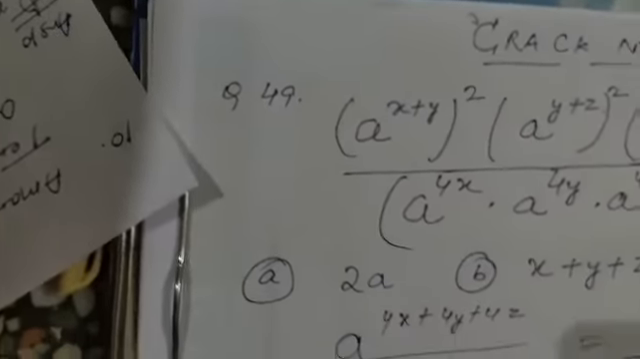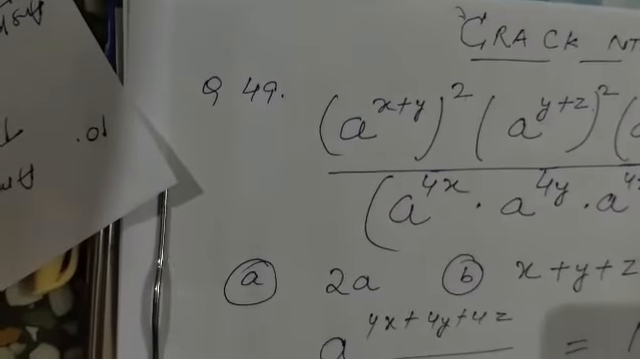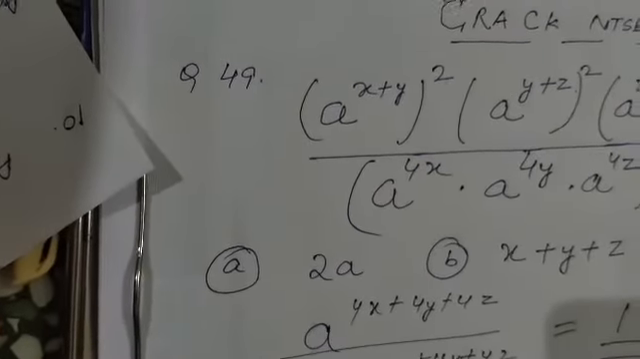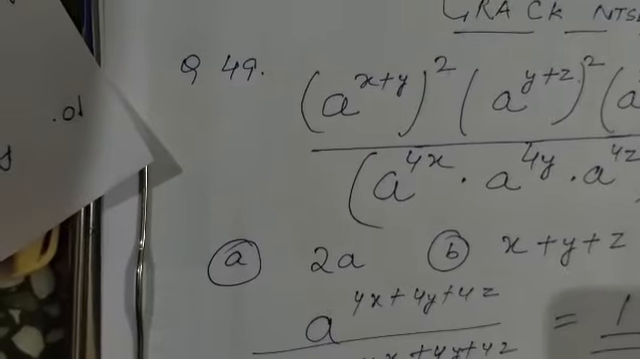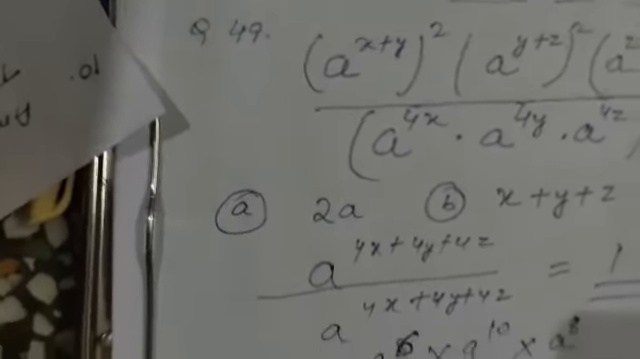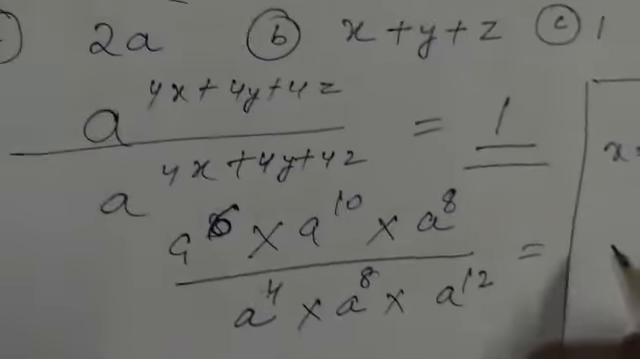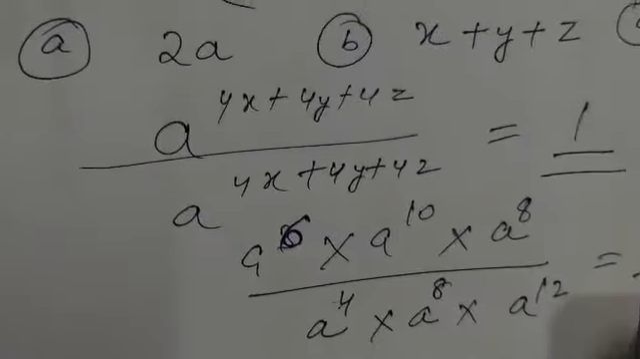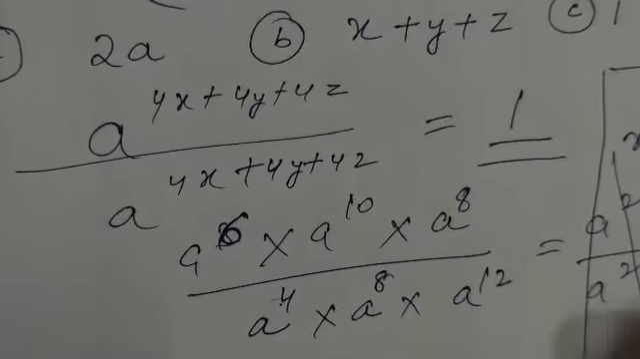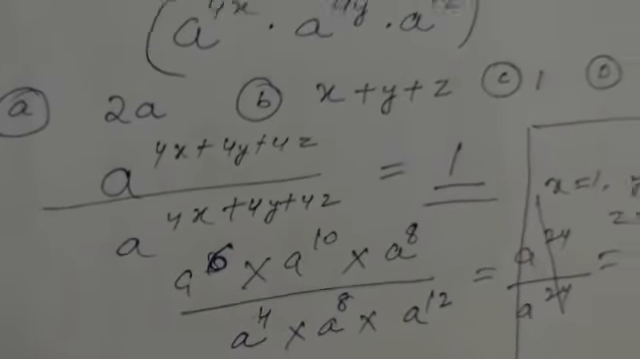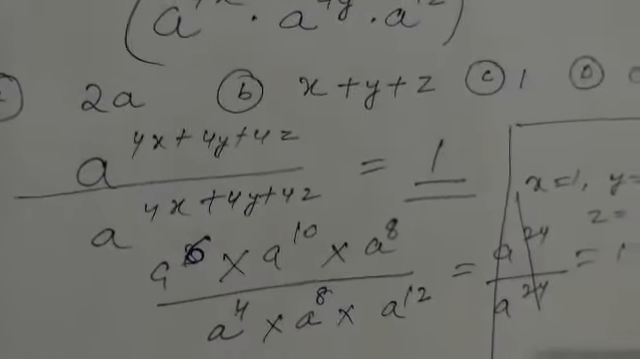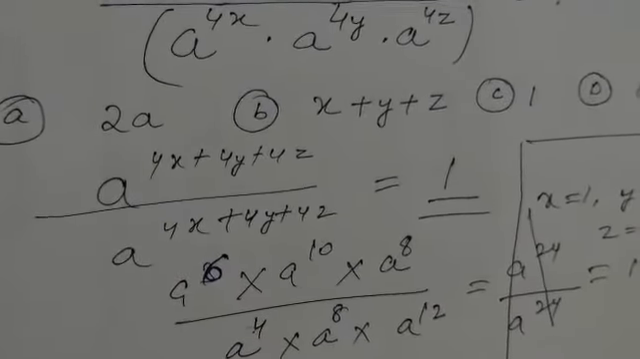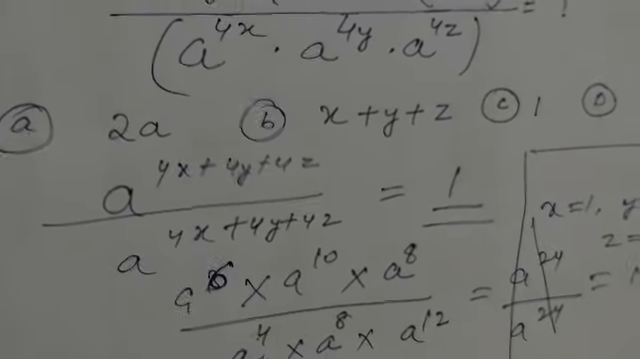Clear? Similarly, in the denominator, 4x is 4, 4y is 8, 4z is 12. When you calculate, 8, 10, 16, or 8, a to the power 24. Here also in the denominator a to the power 24, you can cancel out. The whole power is 1. The solution is 1. a to the power 24 divided by a to the power 24 equals 1.